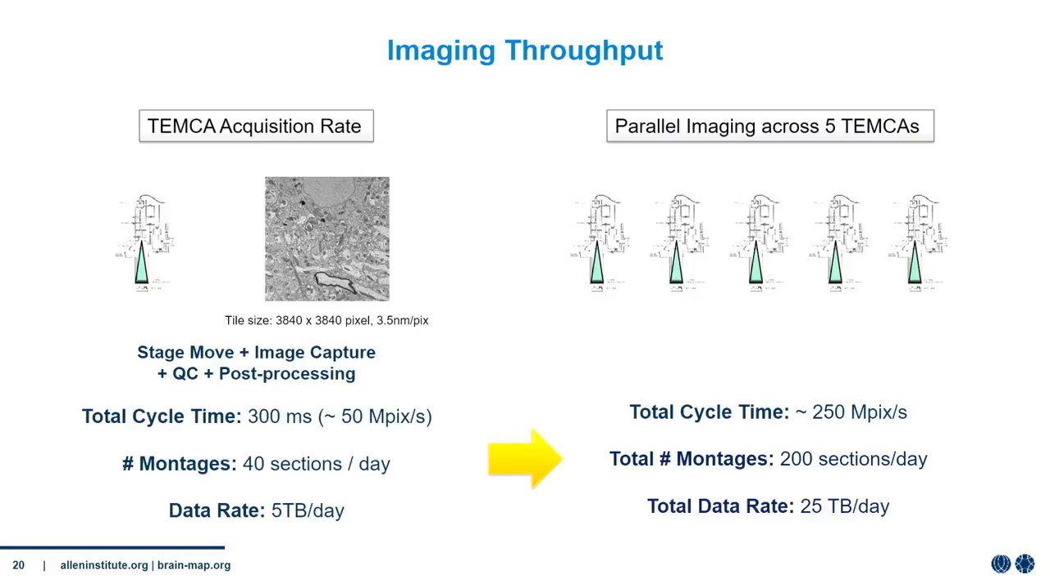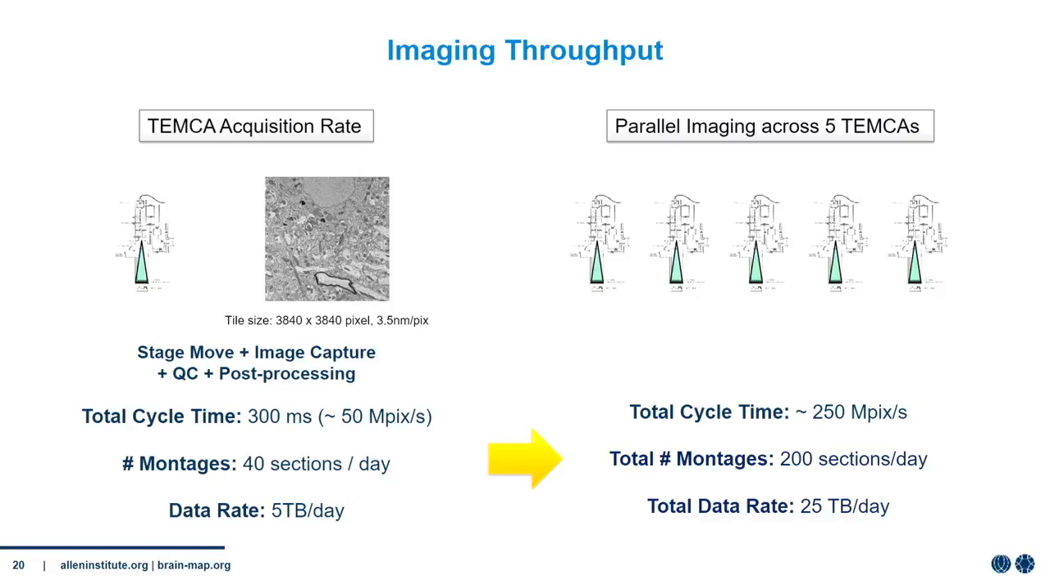For each day, our goal on one scope is to collect at least 40 sections at a total data rate of 5 terabytes per day. So if you're not an EM person, to give you a brief idea, this data size was previously about the amount of a PhD student's thesis work. Now we are able to get it on one scope in just 1 day.